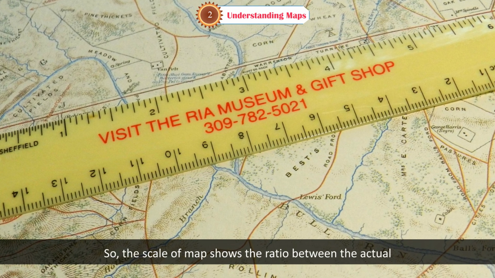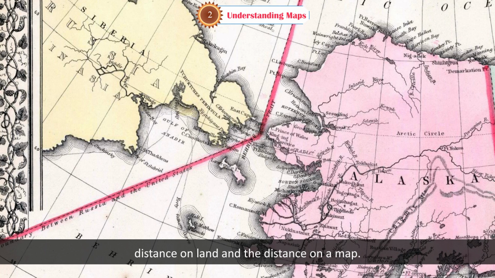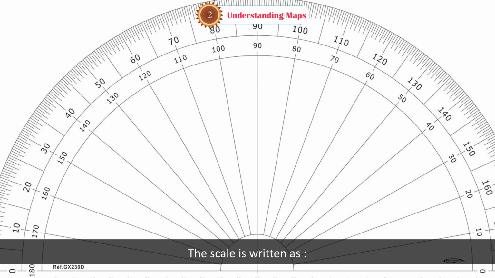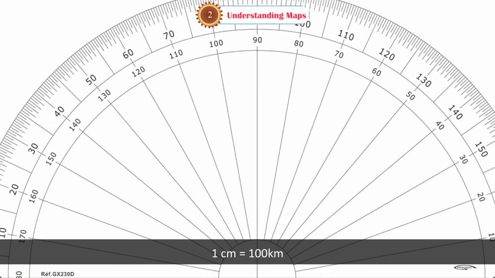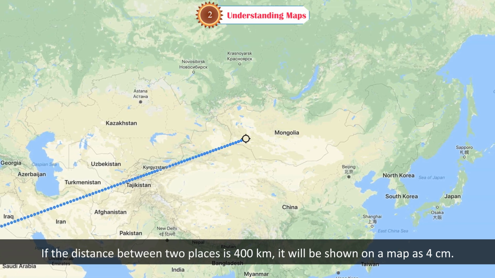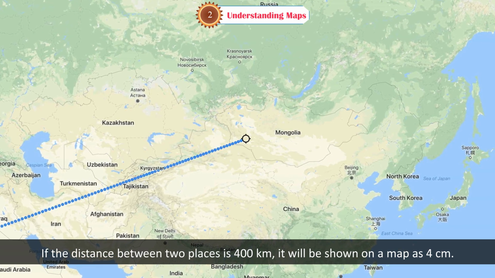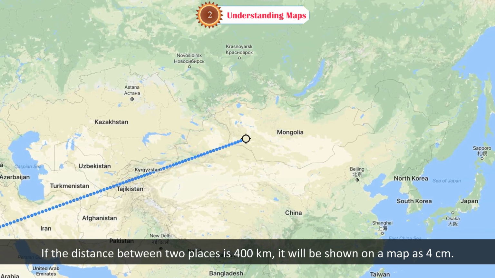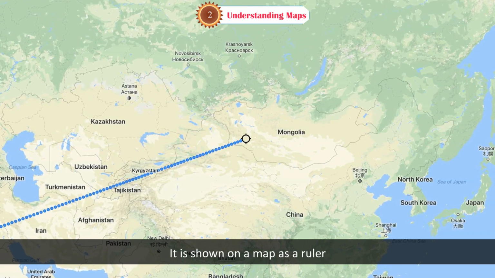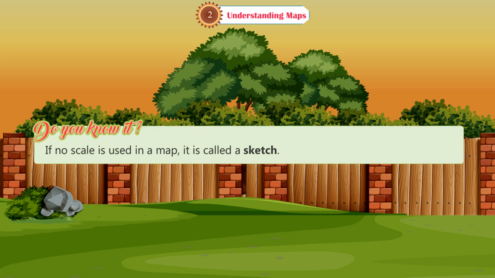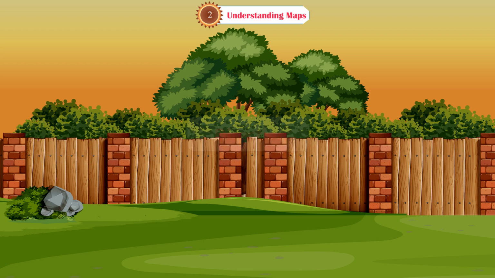So the scale of a map shows the ratio between the actual distance on land and the distance on a map. The scale is written as 1 cm is equal to 100 km. If the distance between two places is 400 km, it will be shown on a map as 4 cm. It is shown on a map as a ruler. Do you know it? If no scale is used in a map, it is called a sketch.